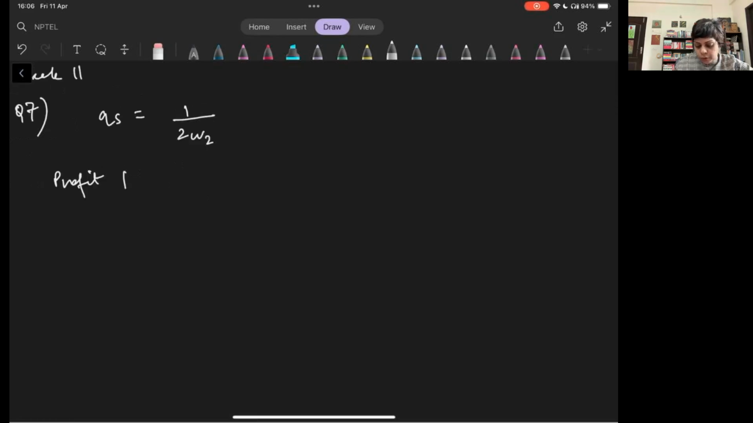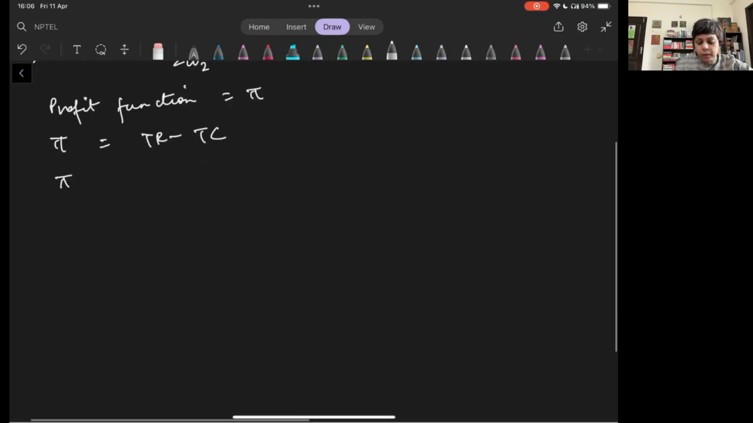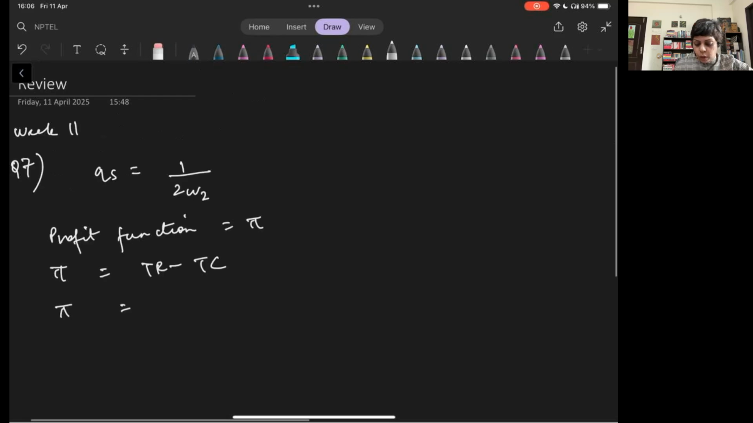So what is the profit function? Let's call this pi. So pi is nothing but total revenue minus total cost, right? This is pretty straightforward. So in this case, all we will do is we will write total revenue, and let's also check what we got the total cost function as.